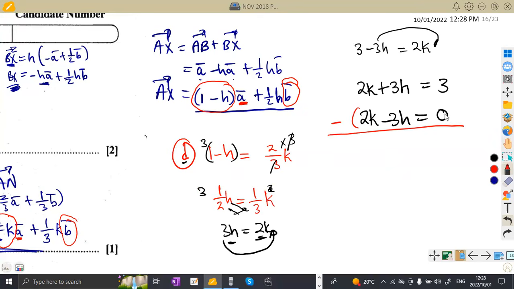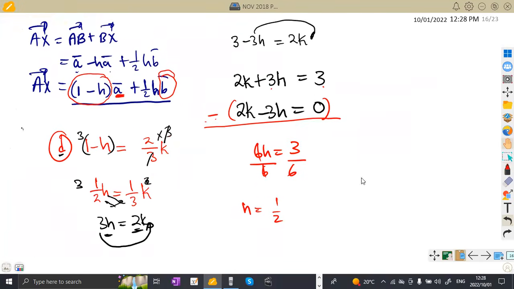To eliminate K, I have to subtract here. 2 minus 2, that's a 0. 3 minus minus is a plus, so it's going to be 6H is equal to 3 minus a 0, which is 3. So divide by 6, divide by 6. So that means our H is going to be 1 over 2. We're having the value of H.